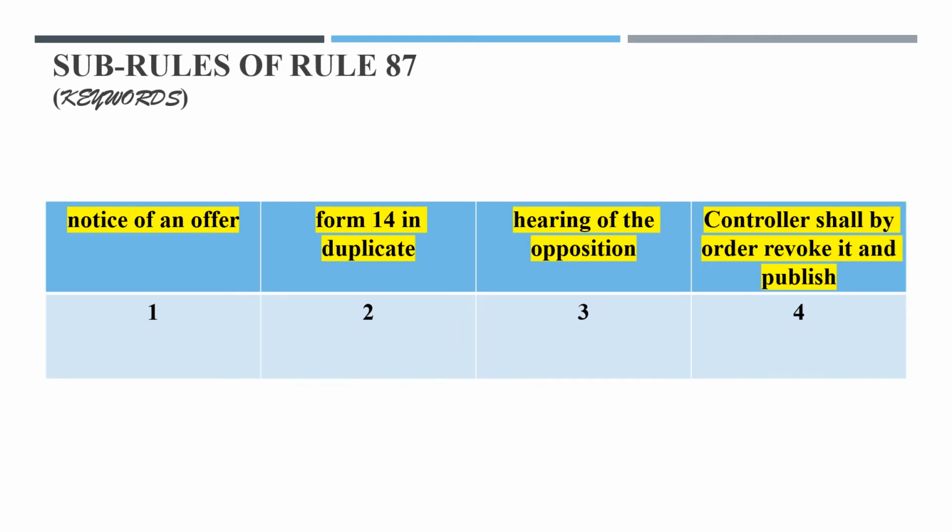For subrule 3, this is hearing of the opposition, and for subrule 4, the key phrase is controller shall by order revoke it and publish. I have picked the keywords as per my intellect. You can choose your own and try to remember them all, and by remembering these keywords, you can very well recall the subrules and the rule as a whole. Fine. Let us proceed then.